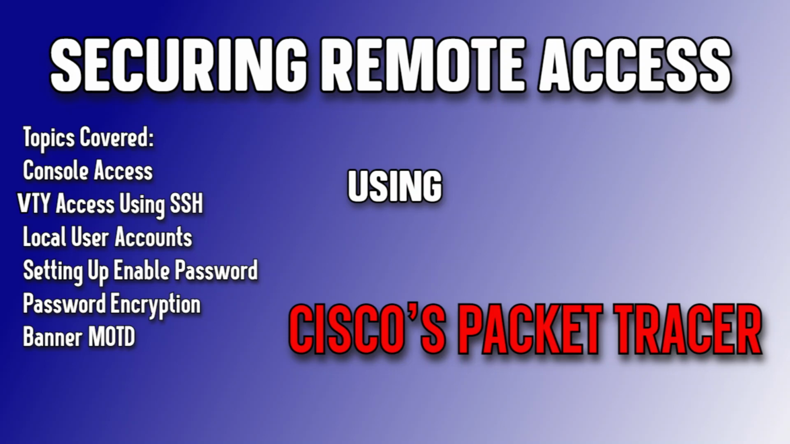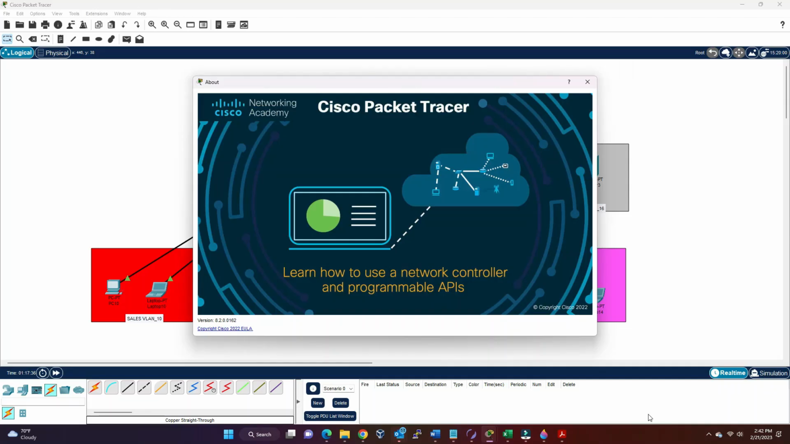My name is Brian. In this video we will set up remote access to the network equipment configured in the previous videos for CIDR and growing the network. Topics covered in this video are console port access, virtual terminal line access using SSH, local user account, setting up a password for enable mode, password encryption, and message of the day banner. For ease of demonstration we will be using Cisco's Packet Tracer program, which can be found on cisco.com.